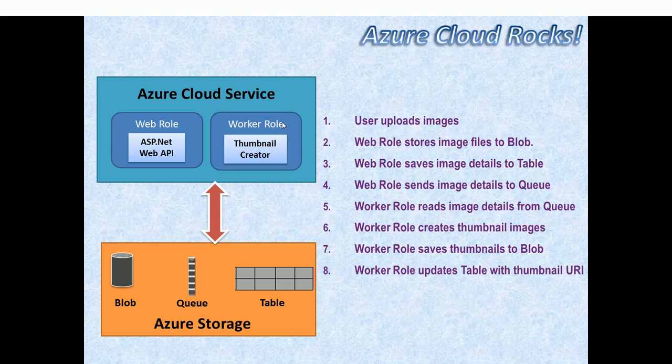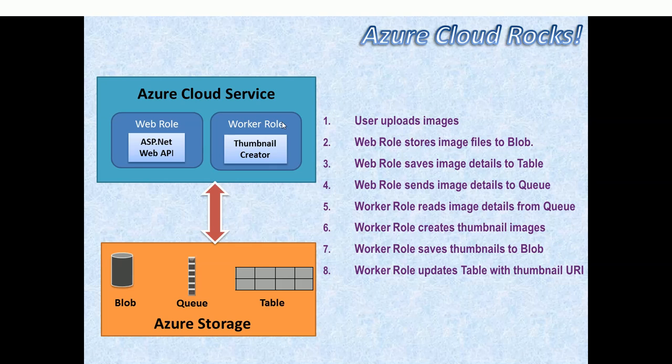So first step is user will upload the image, and the web role stores the image files to blob. It will directly write the image file to the blob service, and the web role will save the image details to the table, which is the NoSQL implementation for structured data. So you'll see this table will have columns, and it doesn't have a fixed schema. How to insert data into table, these kind of details we can see in upcoming series. And finally, the web role will send the image details to queue.